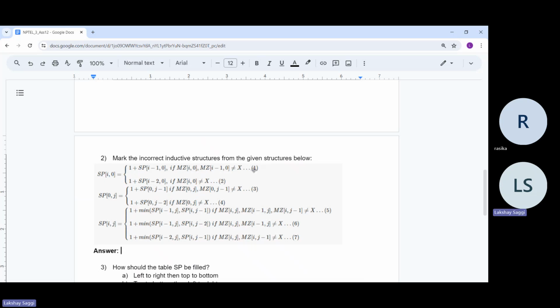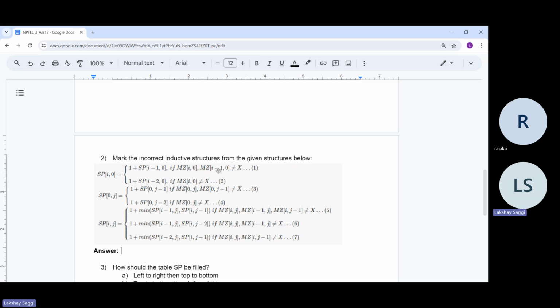So the first inductive structure effectively claims that the shortest path to (i, 0) is 1 plus the shortest path to (i-1, 0) if M[i][0] and M[i-1][0] are not a cross. So if both the entries are not a cross, (i, 0) is not a cross, (i-1, 0) is not a cross, then do we need to add 1? So Rasika, do you think that this claim 1 is correct or this inductive structure 1 is correct or incorrect?